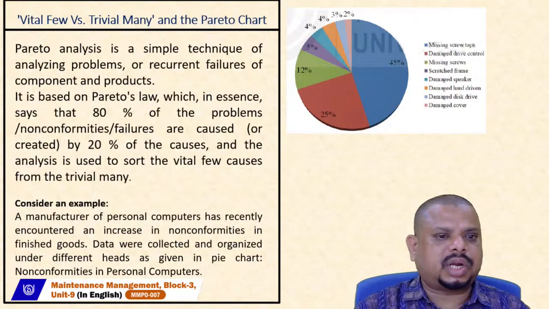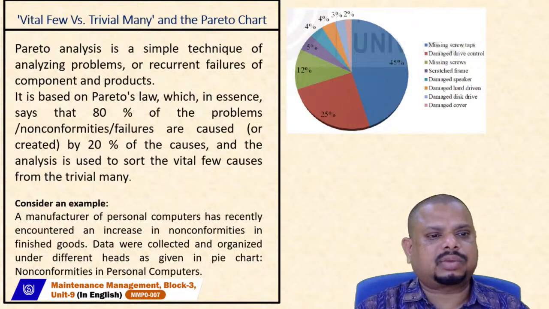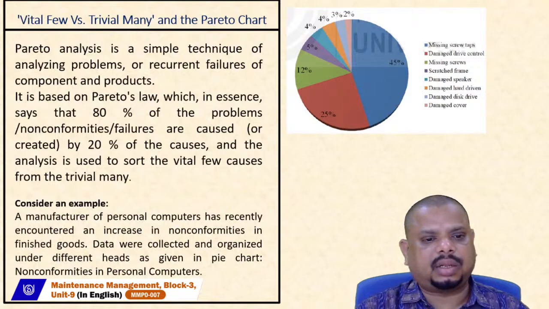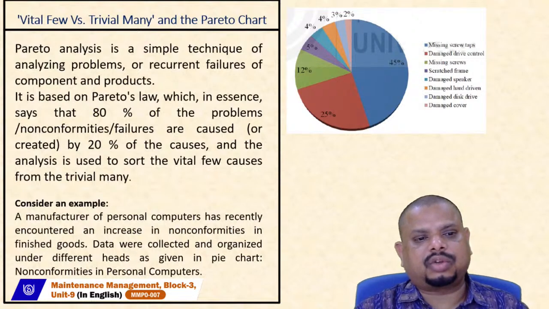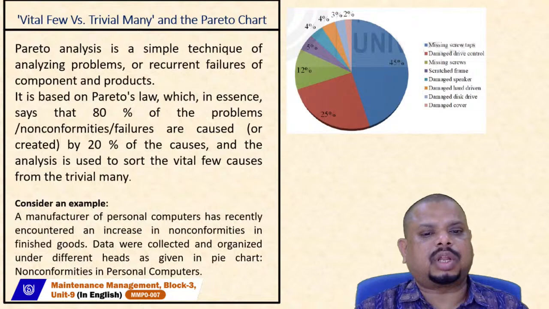In the case of Pareto chart analysis, it is a simple technique to analyze a problem and the recurrent failure of components and products. Here the 80-20 principle is applied. That means this philosophy says that 80% of problems, non-conformities or failures are caused by 20% of causes, and the analysis is used to sort the vital few causes from the trivial many.